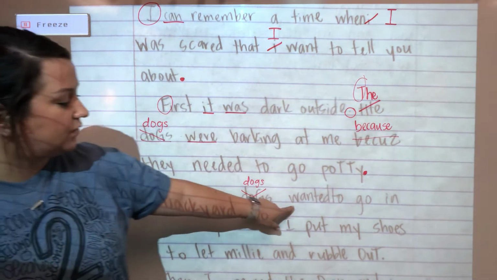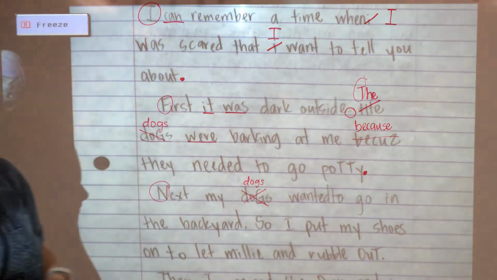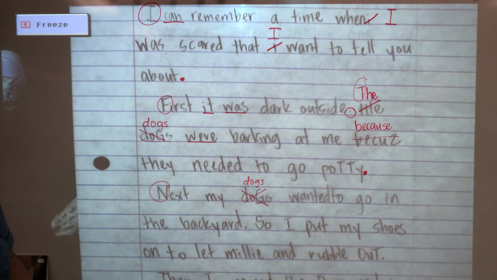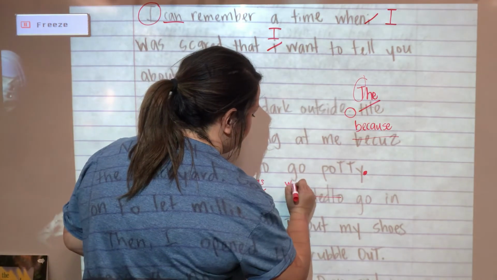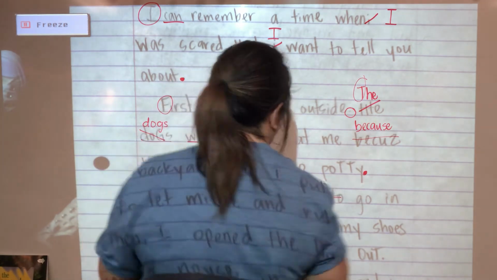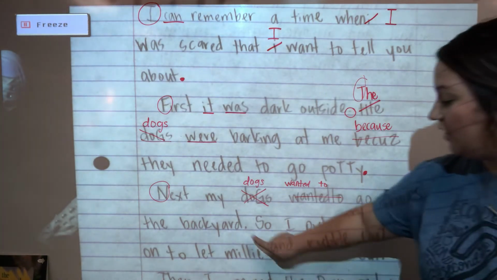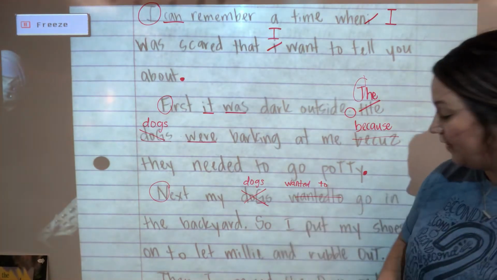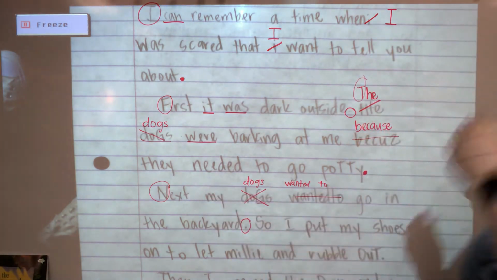Next, my dogs wanted to. Wanted to. What's wrong with "wanted to"? Uh-oh. It doesn't look like I put finger spaces. So let me write it above it and let me make sure that I have finger spaces. Next, my dogs wanted to go in the backyard. Perfect. And end with a period. It starts with a capital letter.